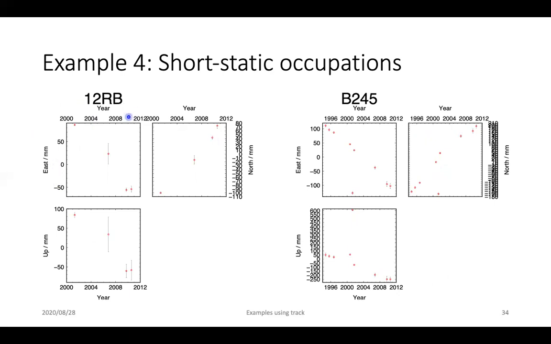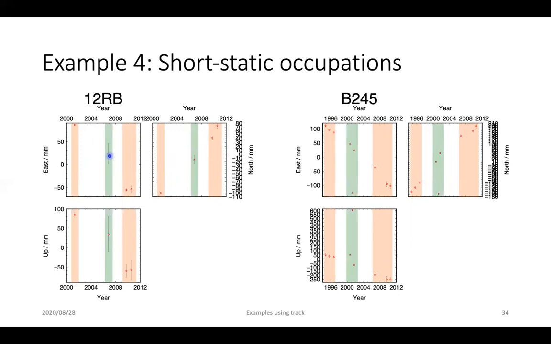This is a couple of sites from the Geysers geothermal field in California. And what you will see here is that in red, in the orange bars here, these are data that were collected for a long enough time that they were actually processed in gamut. So these data are a number of hours processed in gamut the usual way. The other points that you see on these time series were processed in the short static approach with track. You can see the error bars are larger.